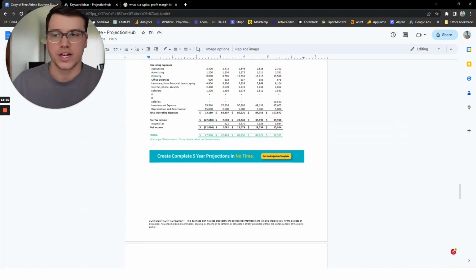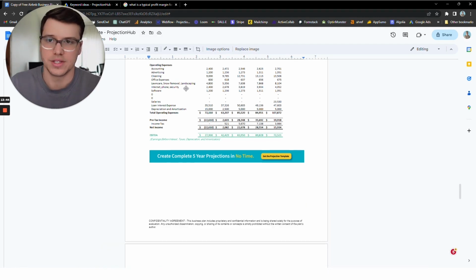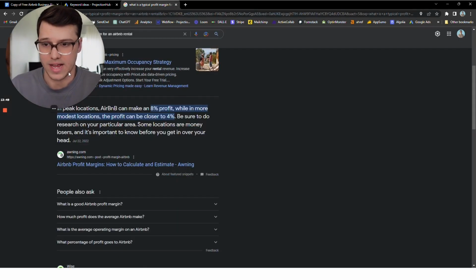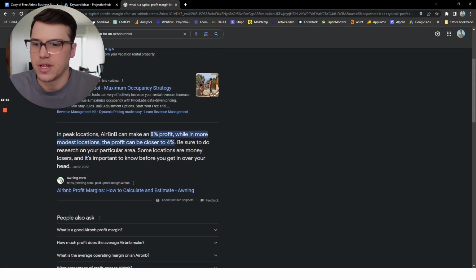So financial projections are not key point number 3 because they're just expected to be involved. But what is a key point is, are your financial projections realistic and within industry norms? Now, how would you know if they're realistic? Go to Google. I'm going to go here and I'm curious, how profitable are Airbnbs? Google tells me they can make, in peak locations, 8% profit. In more modest locations, the profit can be closer to 4%.